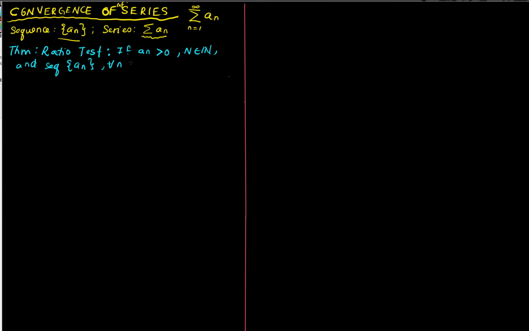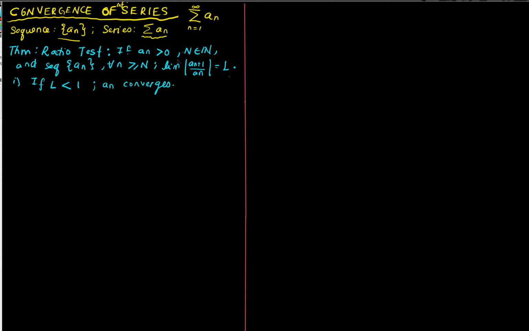For all little n greater than or equal to the capital N that I picked, suppose I find the limit of a sub n plus 1 over a sub n, and I'm going to call it L. So these things are going to happen. Number one, if L, the limit that I just found using the ratio a sub n plus 1 over a sub n, is less than 1, then the series a sub n converges.